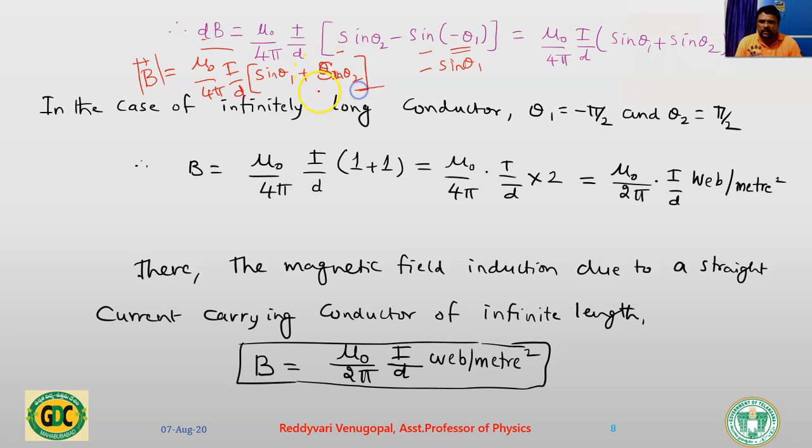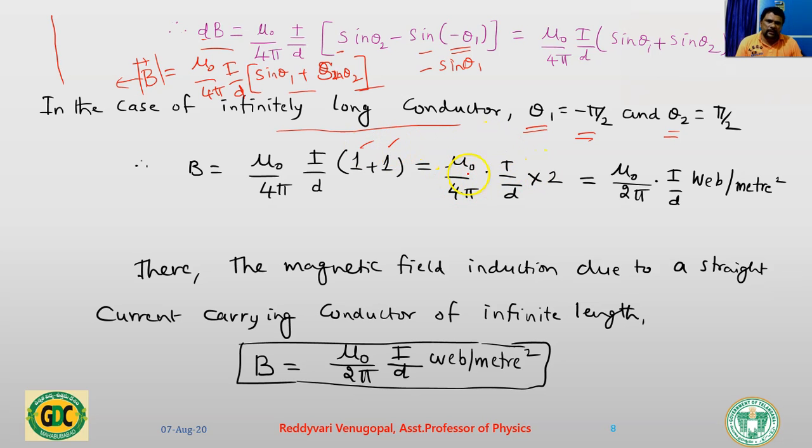So this is the formula for calculating the magnetic field due to a straight current carrying wire. But in some cases we can generalize the situation. Suppose this wire is of infinite length, then what happens? Our theta 1 becomes minus pi by 2 and theta 2 becomes plus pi by 2. If you substitute those limits here, B is equal to mu naught by 4 pi I by d into sin minus pi by 2, which is nothing but 1, and sin plus pi by 2 is also 1.